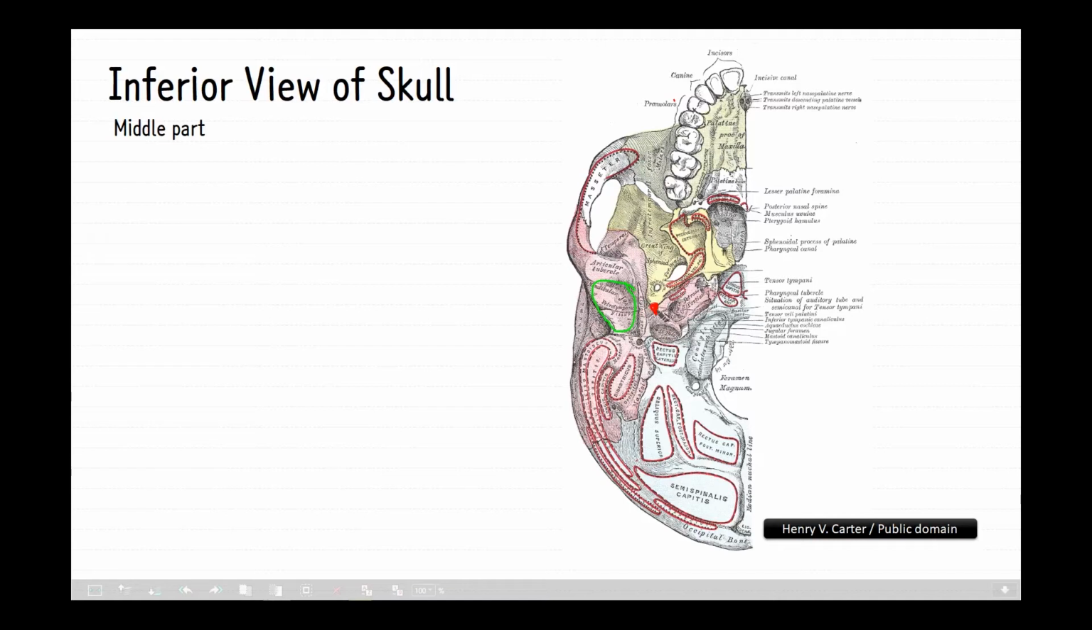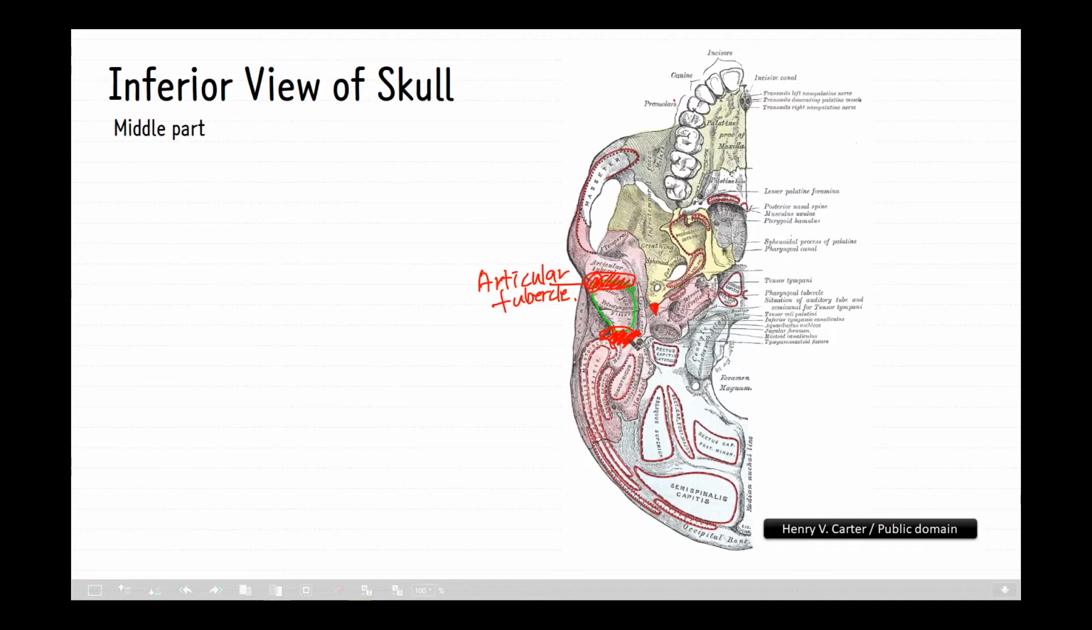In the temporal bone, the mandibular fossa is bounded anteriorly by the articular tubercle. There is the articular tubercle. Sometimes it can be considered as the whole articular eminence, and posteriorly by the tympanic portion of the temporal bone. This is the tympanic part of the temporal bone, which separates it from the external acoustic meatus.